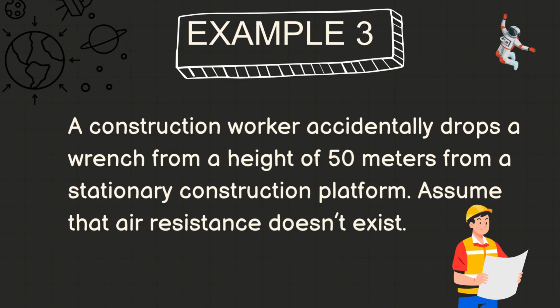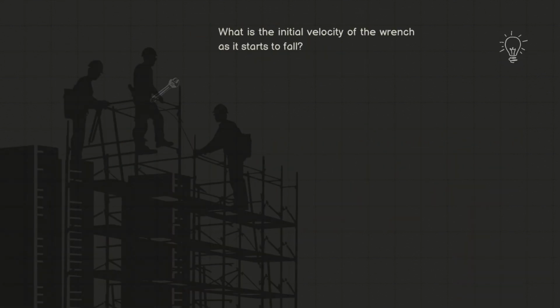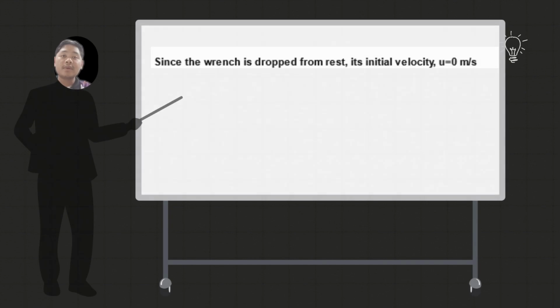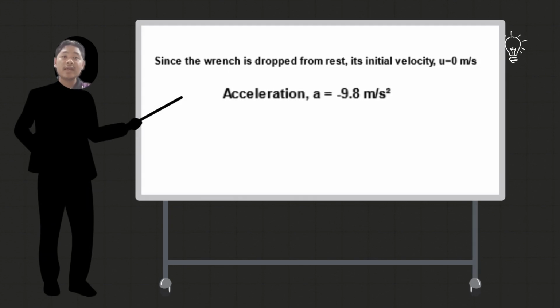Example 3. A construction worker accidentally drops a wrench from a height of 50 meters from a stationary construction platform. Assume that air resistance doesn't exist. For this example, what is the initial velocity of the wrench as it starts to fall? And what is the acceleration of the wrench during its fall? Since the wrench is dropped from rest, its initial velocity u equals 0 meters per second and the acceleration a equals negative 9.8 meters per second squared.